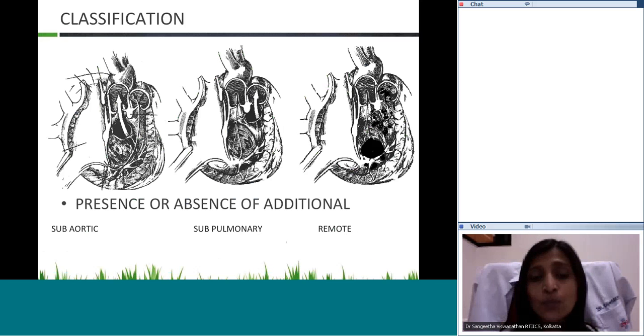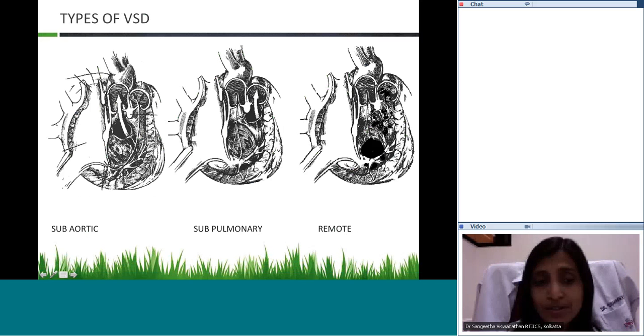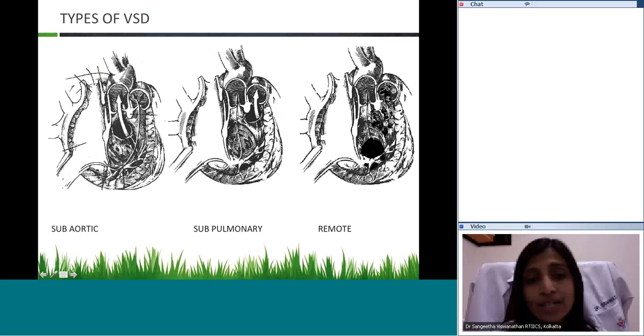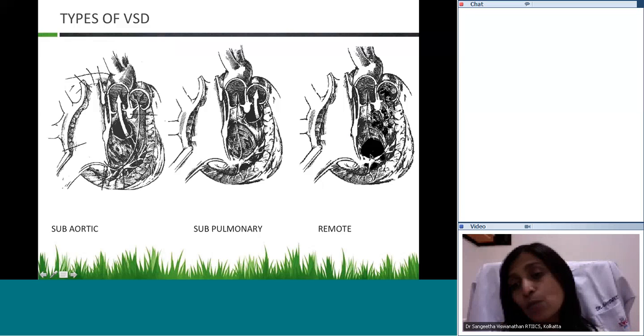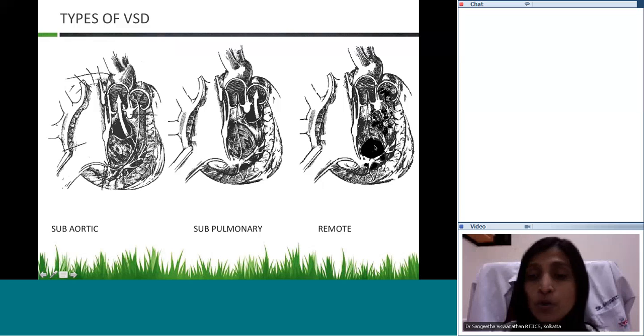If you look at these illustrations, you can see the various common positions of VSD that you can find in DORV. Here you have the most common type, which is the subaortic VSD. Here you have the subpulmonary VSD, and this is called the Taussig-Bing anomaly. And then the third image is one of the remote VSD. Remote VSDs are often inlet VSDs, and sometimes they can be muscular VSDs.